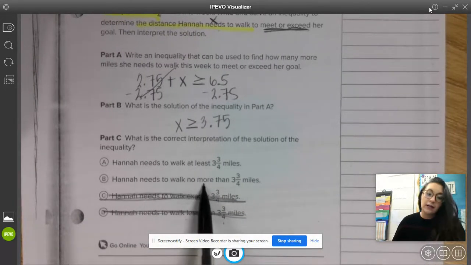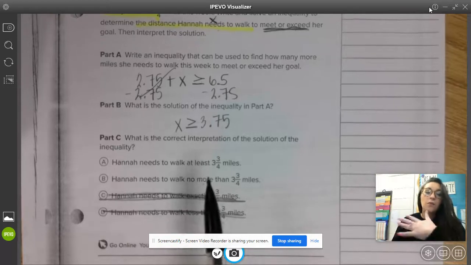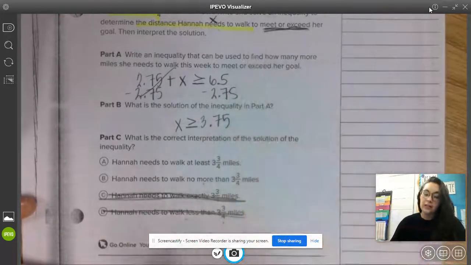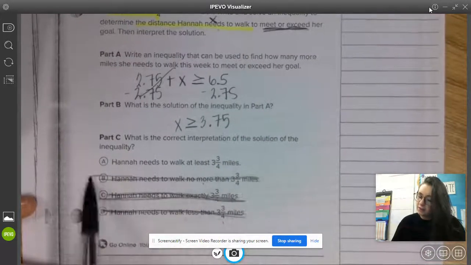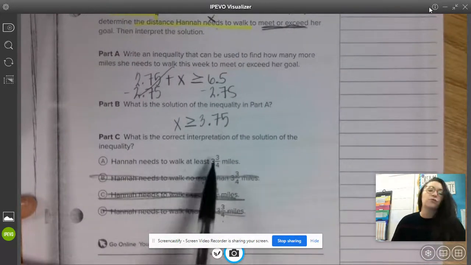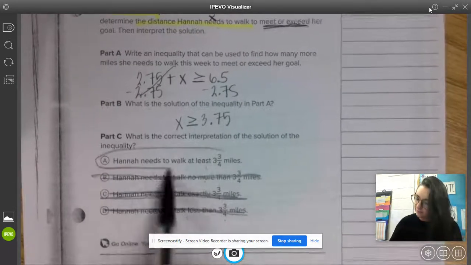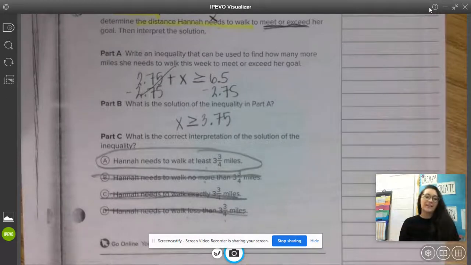Same thing for answer choice B. If she walked no more than 3 3/4 miles, she would meet her goal, but she would not exceed her goal. She needs to walk at least 3 3/4 miles, which means Hannah has the ability to walk more than that. And that is example 1.